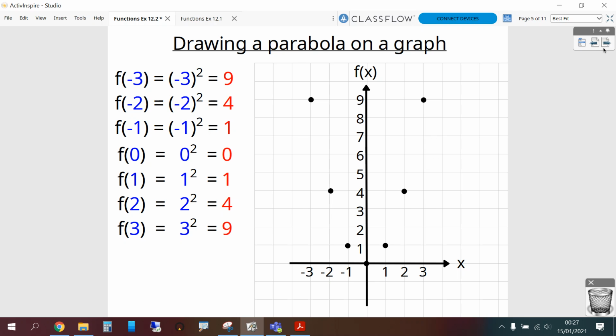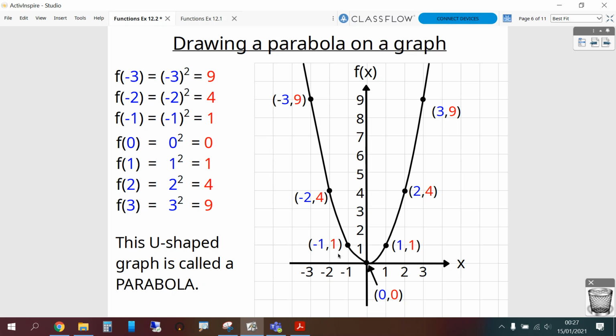Drawing a line through this gives us this U shape. This U shape graph is called a parabola.